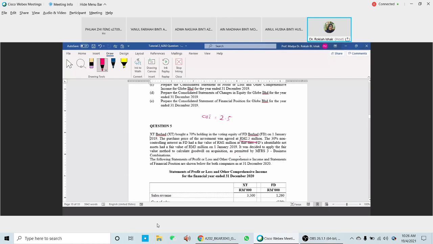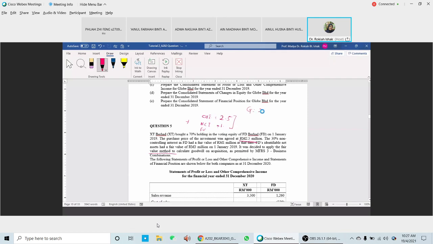It was decided to apply the fair value method to calculate goodwill. Fair value method to calculate the goodwill means that the NCI here should be at fair value. So the value of the NCI here will be 1 million. Altogether, the goodwill is a combination of the consideration and the NCI.